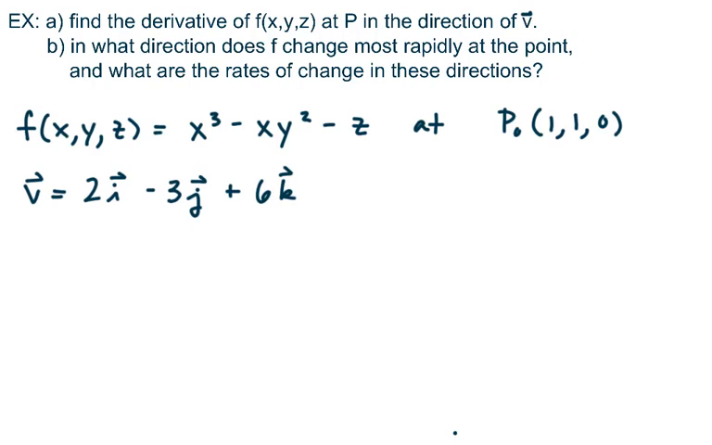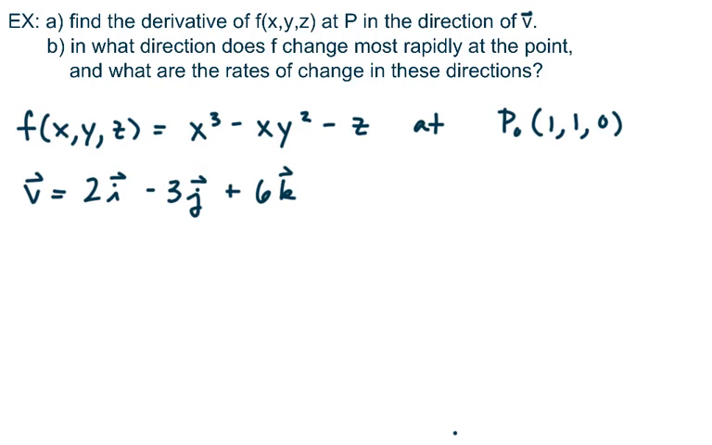In this example, we're going to find the derivative of the three variable function f of x, y, z, which is x cubed minus x times y squared minus z, at point P naught, (1, 1, 0), in the direction of the vector v, which is 2i minus 3j plus 6k. All right, so the first thing we're going to do is find our directional derivative.